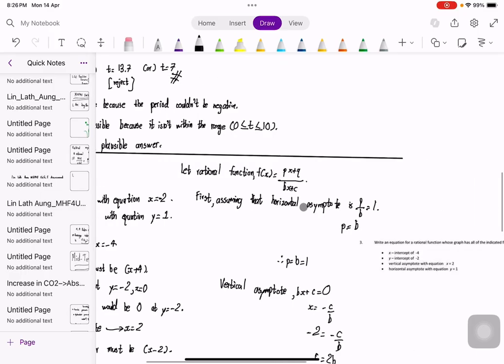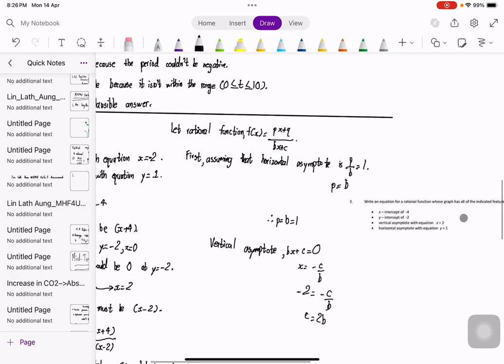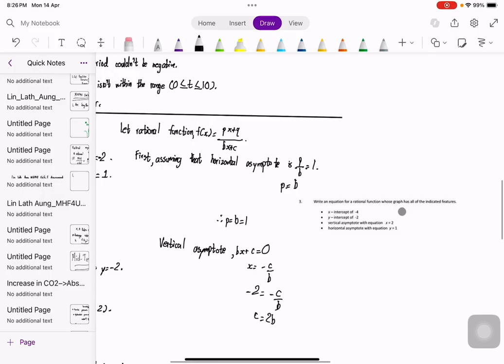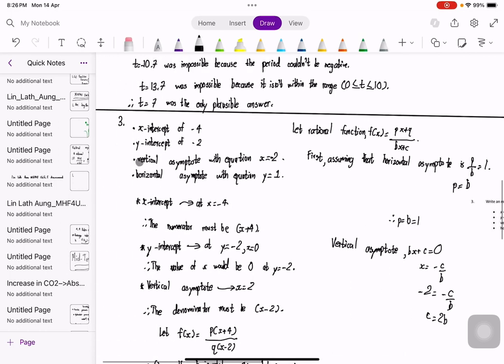And moving on to number 3, we get here: write an equation for a rational function where the graph has all the indicated features. It has an x-intercept, y-intercept, vertical asymptote, and horizontal asymptote here. So I first do it here. The x-intercept means the curve would cross the point x equal to minus 4.